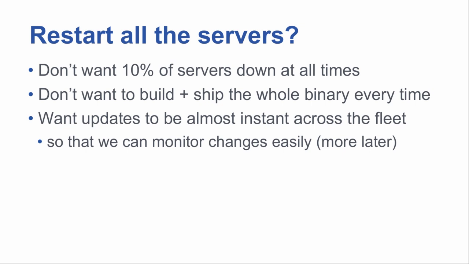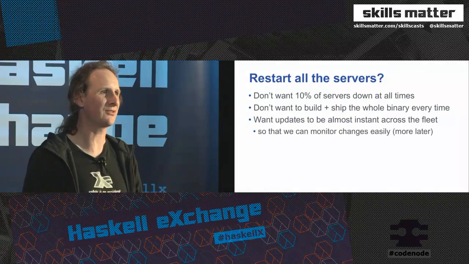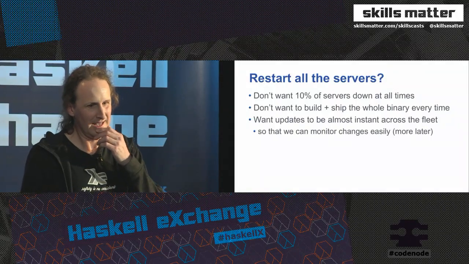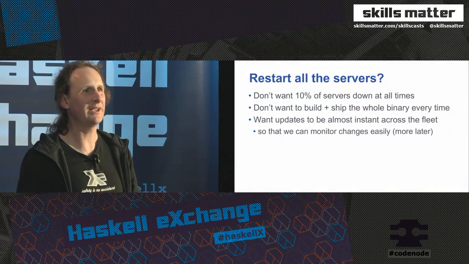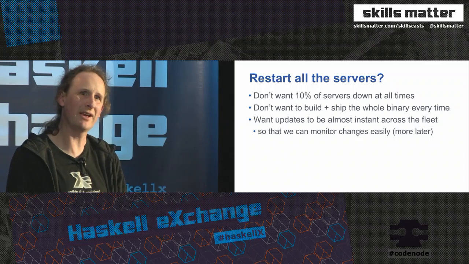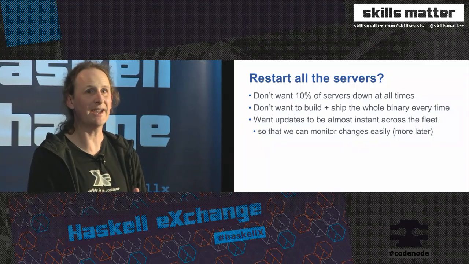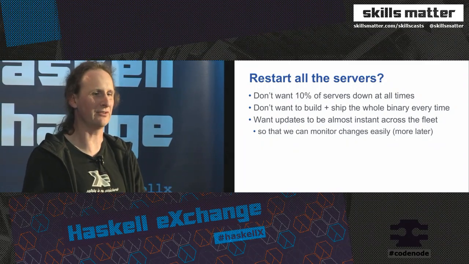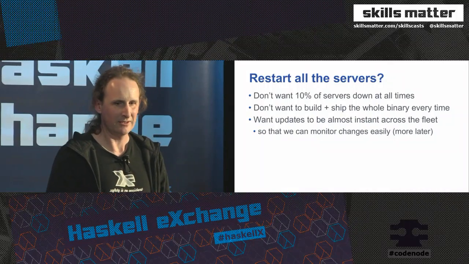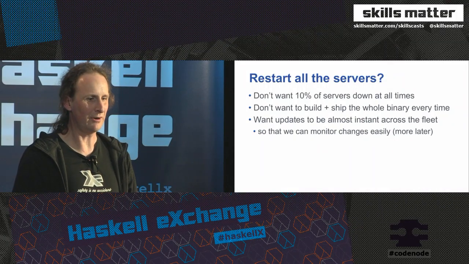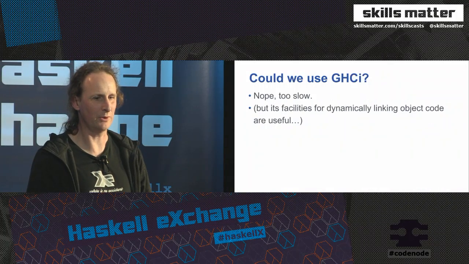And we don't really want to build and ship the whole binary and send it to all of our machines, because that's quite a lot of bits to shuffle around. And we really like our updates to be instant across the fleet, because then we can measure the difference more accurately between versions, and we can say when there's a regression happening. So none of these are good. Rolling updates don't work very well.